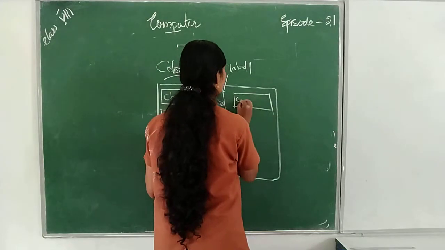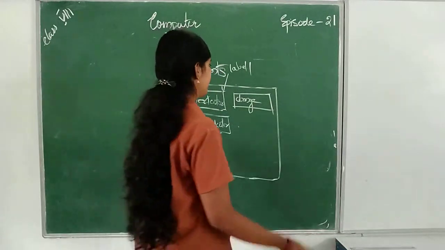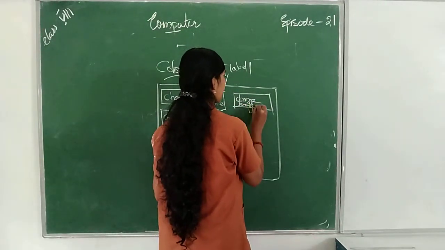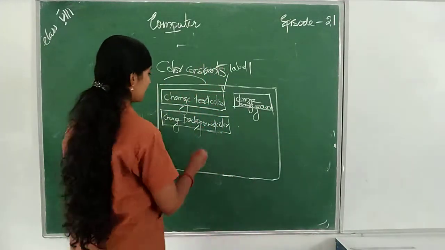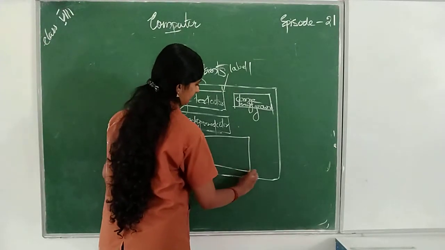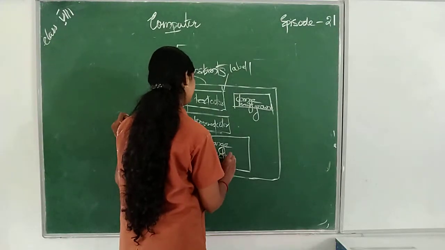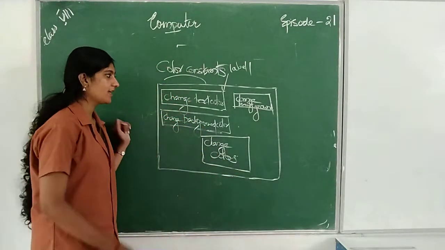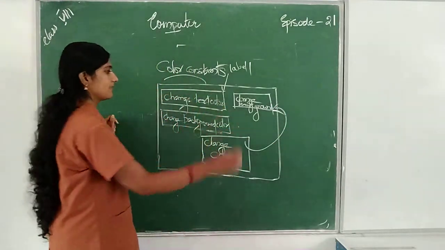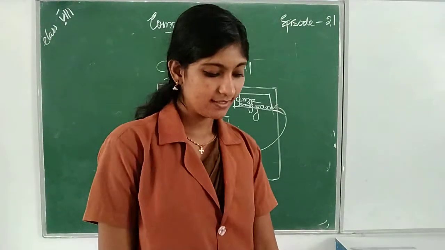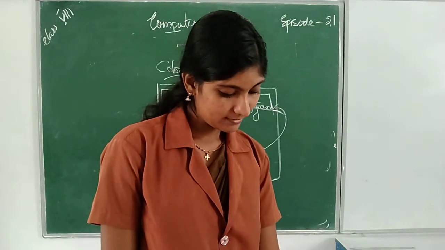The next, enter a text area: change background. The next, a button: change colors. So when we click the button, we need to change the background color and text color. So just double click on the button and then the code form is entered.